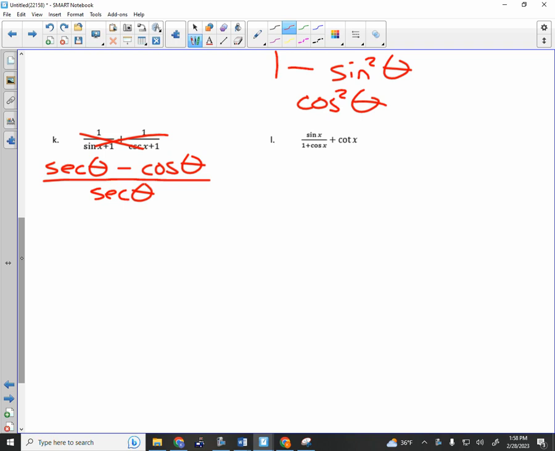So now we get to kind of a level 4 type problem. People will get a little bit confused. There are 2 ways to do this problem, and I'll show you both ways. The first way is to rewrite in terms of sine and cosine. So 1 over cosine of theta minus cosine of theta over 1, all over 1 over cosine of theta.